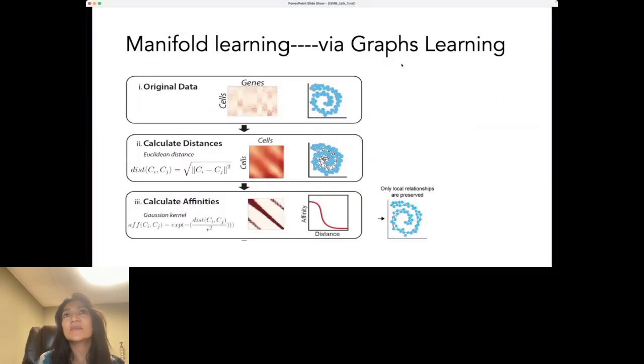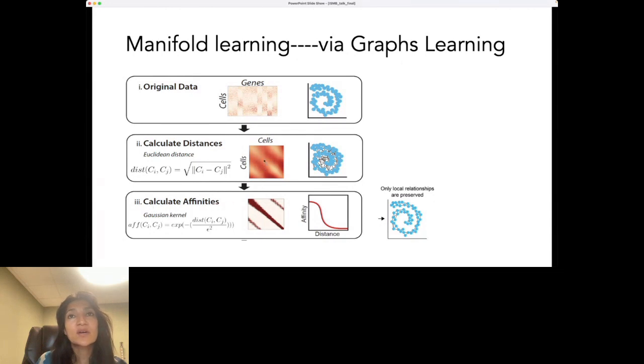So the simplest method for turning point cloud data into this kind of graph is to go from an observation by feature matrix to a distance matrix. And for this, typically in cellular data, you can just use Euclidean distance or some simple distance like that. The distance can be swapped out for, for example, cosine similarity, cosine dissimilarity, or whatever choice you have for that.